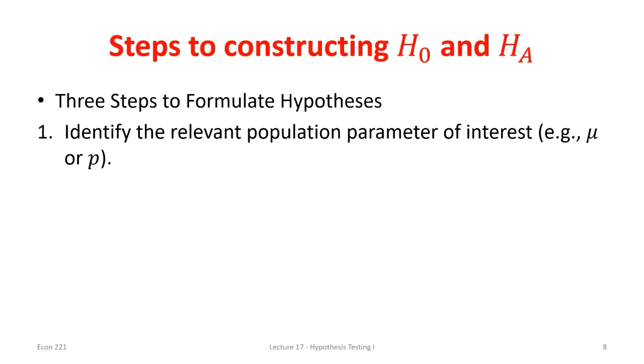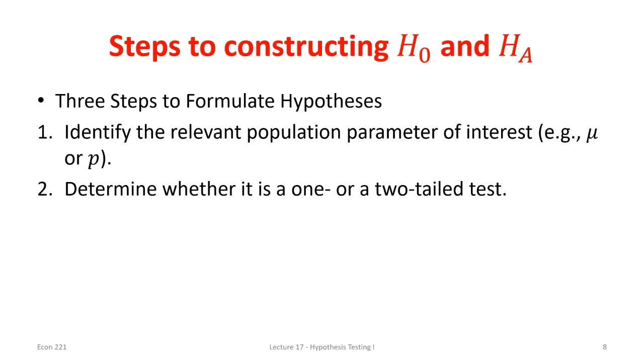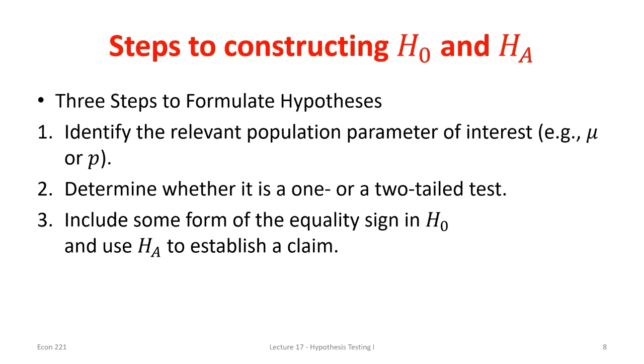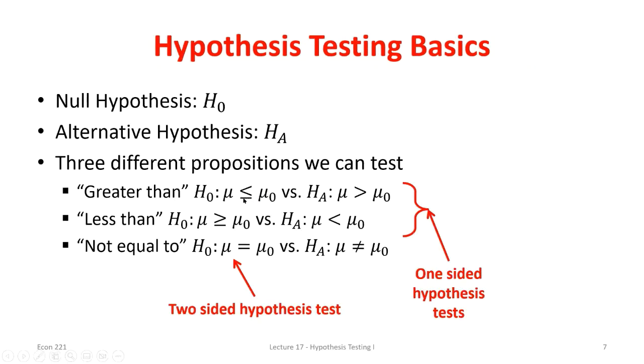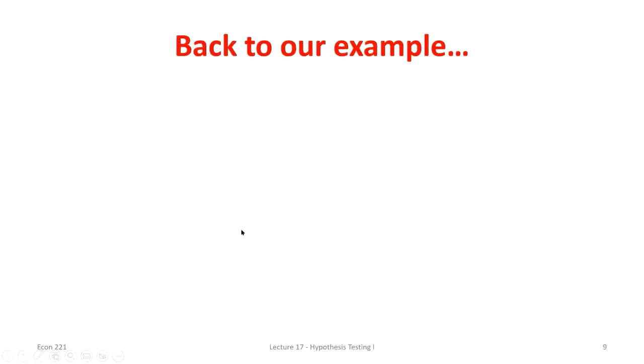Identify what we are interested in, in terms of what statistic: the mean, the proportion. We could also do hypothesis tests for things like coefficients, which we'll talk about down the road. We then have to figure out what type of test it is and whether it's a one- or two-tailed test. Once we have that, we need to make sure we always put the equality in the null. If we go back here, you'll notice I always put the equality in my null hypothesis. That's just normal convention. It really doesn't matter because the probability of any one value is zero, but out of convention, we always put it in the null hypothesis.